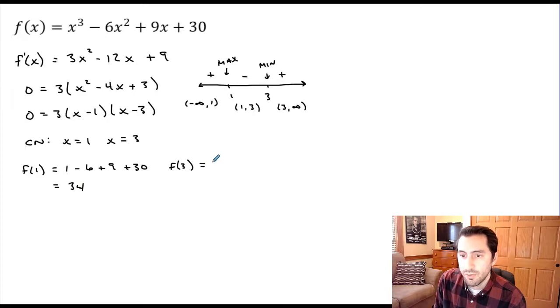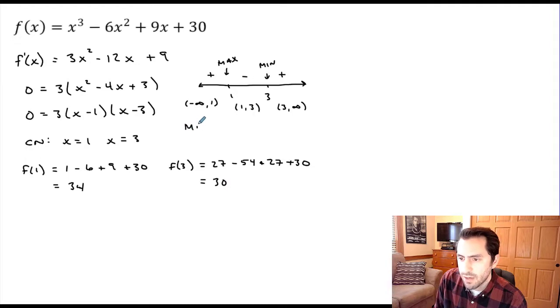And for f of 3, let's see, 3 cubed is 27. And then minus 6 times 3 squared. So 3 squared is 9. 6 times 9, we get minus 54. Plus 9 times 3, which is 27, plus 30. So overall, 27 minus 54 plus 27, that's actually going to be 0. So we just end up with 30.